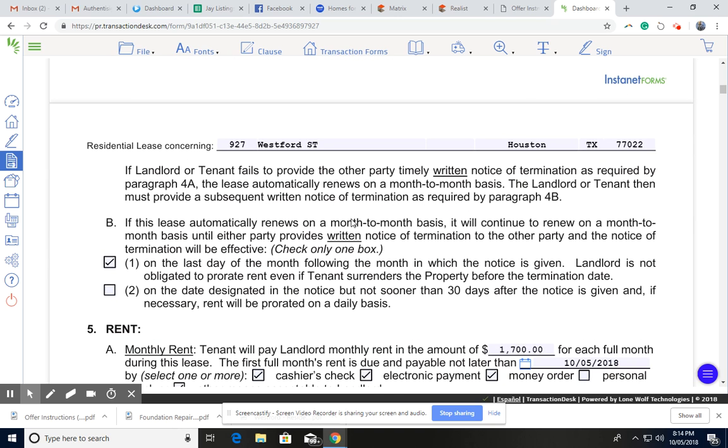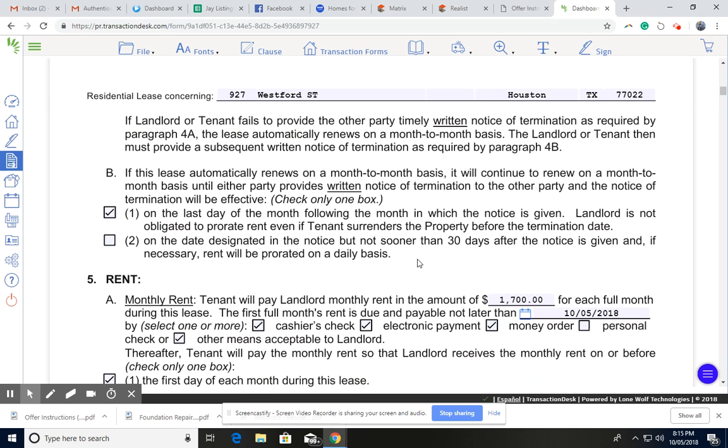If the lease automatically renews on a month-to-month basis, it will continue to renew on a month-to-month basis until either party provides written notice of termination to the other party, and notice of termination will be effective, and we can click the first one, on the last day of the month following the month in which the notice is given. Landlord is not obligated to prorate rent, even if tenant surrenders the property before the termination date.